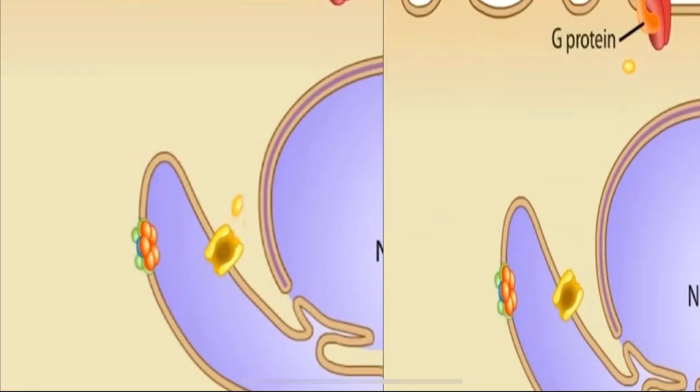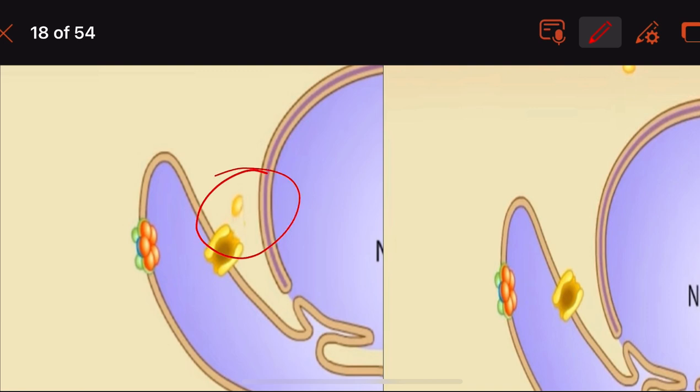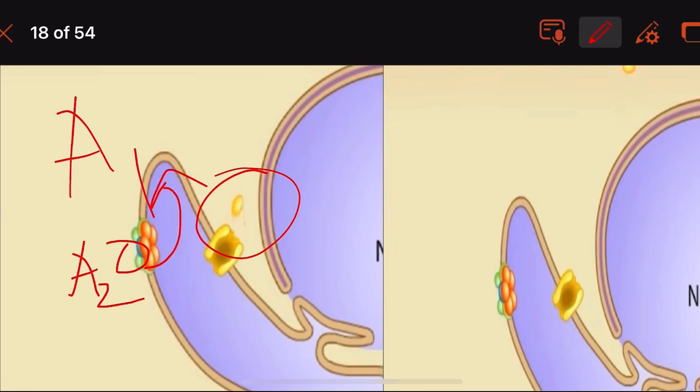And after reaching the endoplasmic reticulum, out of the A1 and A2, only the A1 peptide is released from A2, and the toxin from the lumen of the endoplasmic reticulum is transported into the cytoplasm.